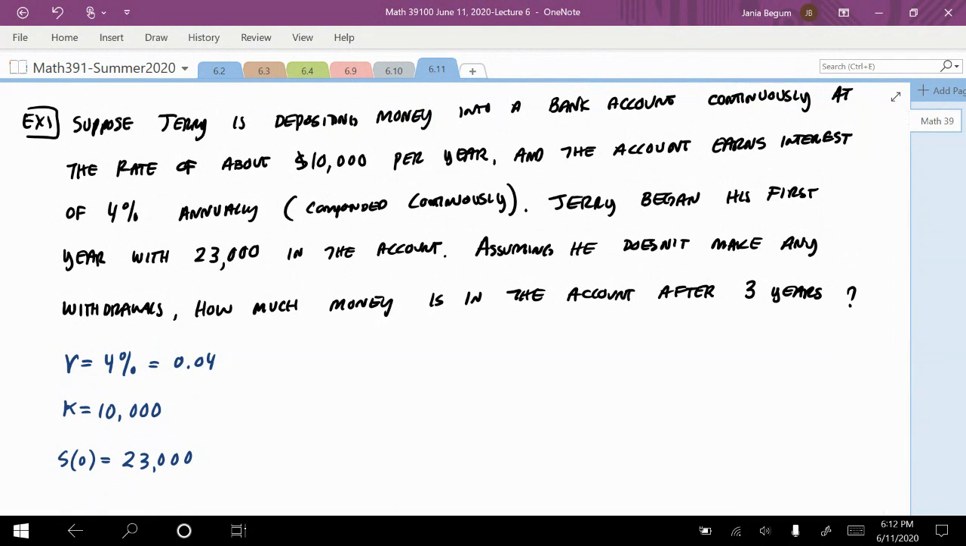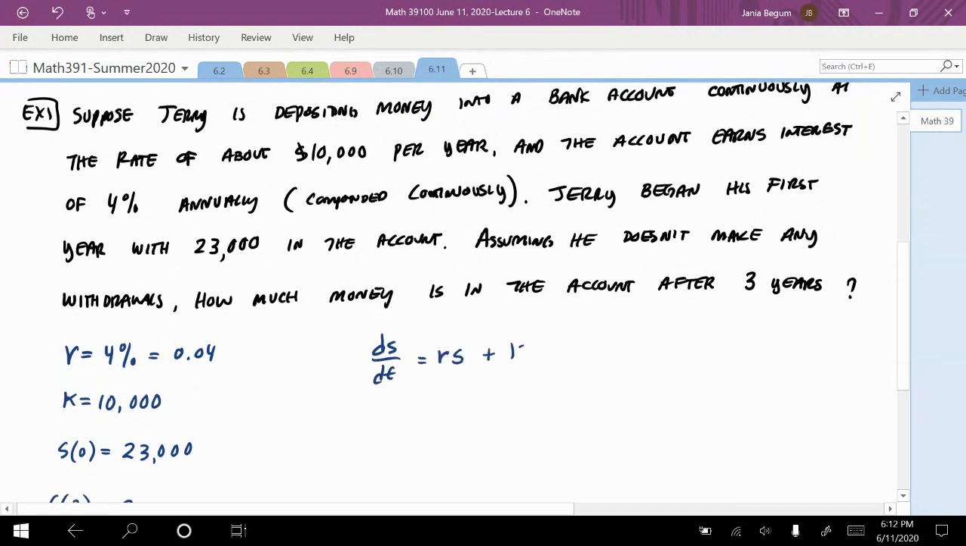So let's write out the equation. We're going to be using the model ds dt is equal to r times s plus k, because he's going to be making a deposit of 10,000 every year. So you're earning money, right? So that's positive k. If you're withdrawing every year for a certain amount, then we're going to have negative k because you're reducing the amount as time goes by. So that will be another scenario.